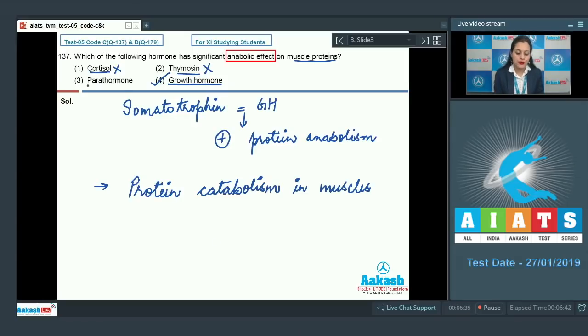And the next option is parathormone, and this is also an incorrect option. Parathormone is responsible for maintaining calcium level in blood. So the correct answer to this question is option number 4. Let's discuss our next question.